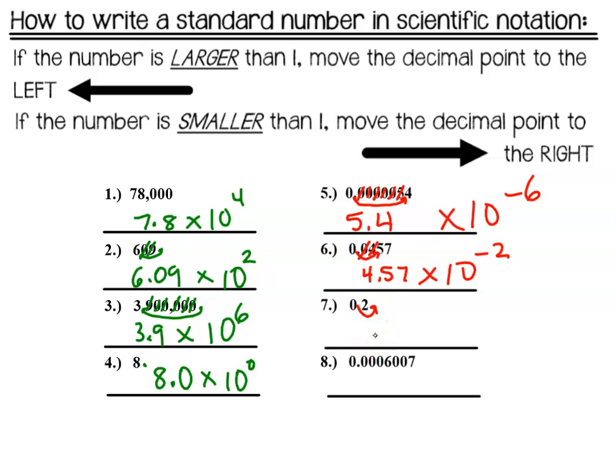This one needs to move 1 place. 10 to the negative 1. And this one needs to move 1, 2, 3, 4 places. 10 to the negative 4th. That is how you convert a standard number into scientific notation.